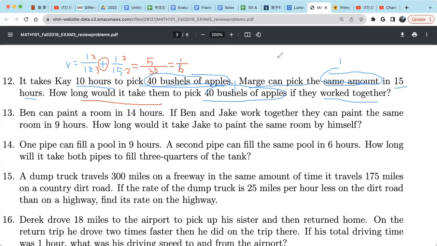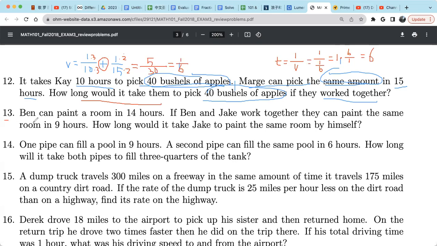So we have to do time equals work done divided by the speed. In this case, it is 1 over 1/6. So 3 layers of fractions. That's 1 times the inverse of 1/6, which is 6/1, which is just 6. So it will take them 6 hours to work together. When they work together, it only takes them 6 hours to finish picking the 40 bushels of apples.